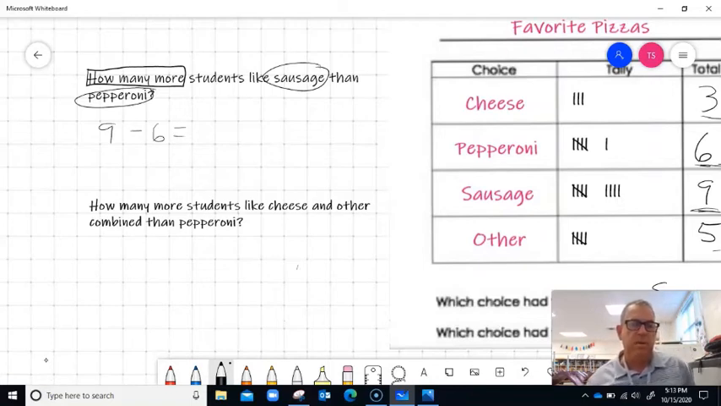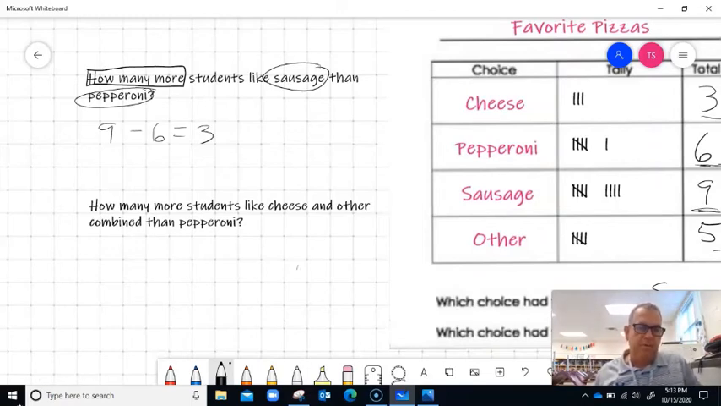So what is 9 minus 6? Well, let's take a look and see. I like to count up from my smaller number to my larger number. So that's 6, 7, 8, 9. So 9 minus 6 is 3. Good job. Let's go ahead and look at the next problem.